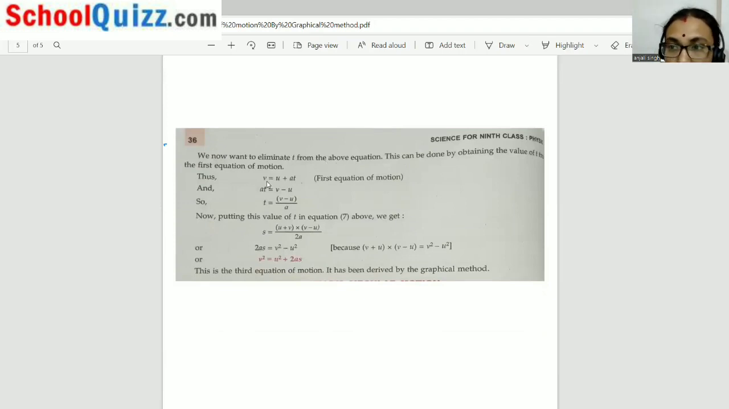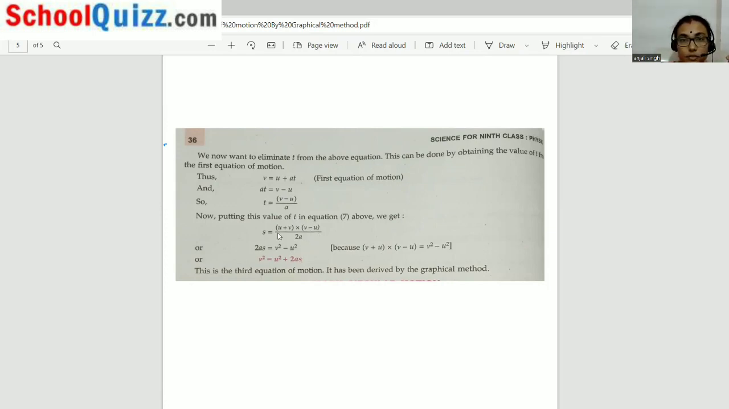From the first equation of motion, V is equal to U plus AT. So AT is equal to V minus U, and the value of T is V minus U by A. As I told you, in the third equation we will replace the T. So in place of T, we write V minus U by A.